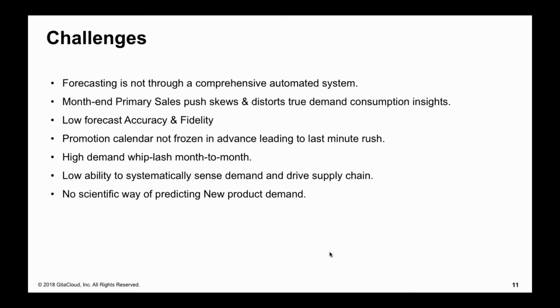That's because of a last-minute demand from the market or the competition. There is high demand whiplash month to month, leading to either excess or low inventory. There is low ability to systematically sense demand and hence drive the supply chain. So demand is largely related to the gut feel of the sales manager, with no statistics or science behind it. And that's also the case with the new product demand.